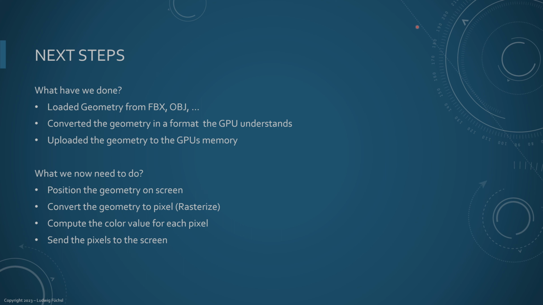Now, what are the next things that we need to do? Well, there are actually 4 high-level steps that we need to do. The first step is that we need to position the geometry on the screen. Now, you might ask, why do we need to position the geometry on the screen?